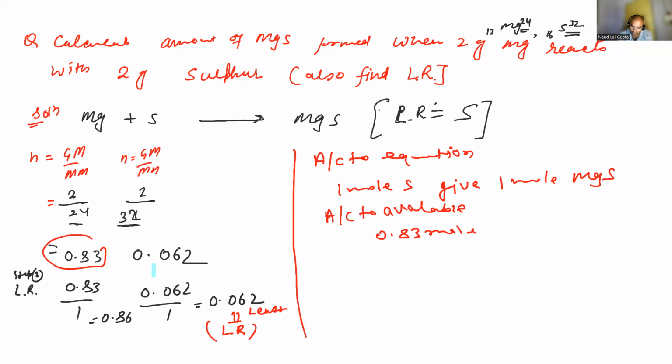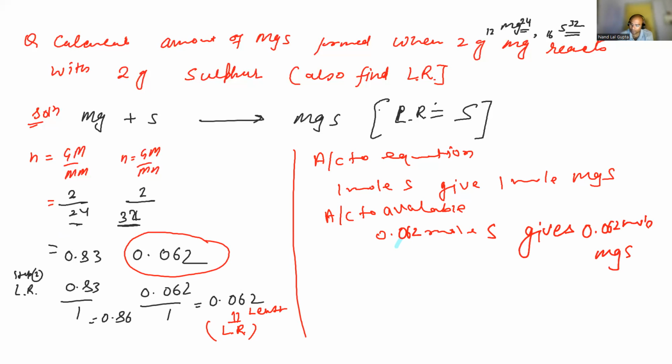No, sorry, it's not the available. Which one is available? We have to take this one. So this is the limiting reagent, 0.062 mole sulfur gives 1 mole. Up to here, is it okay? Yes, it's okay.